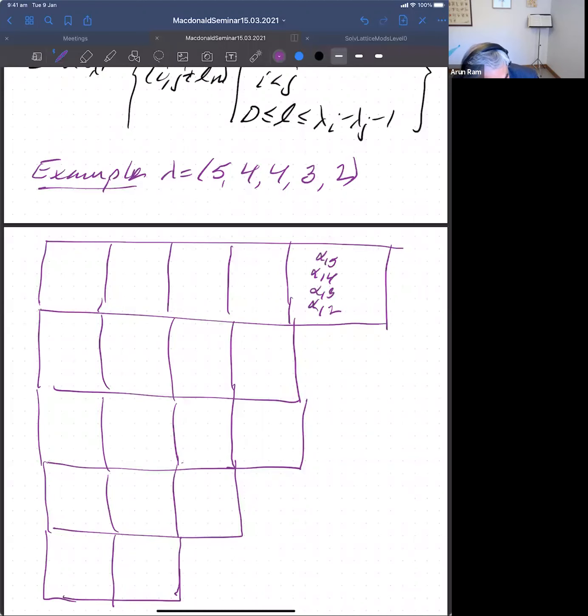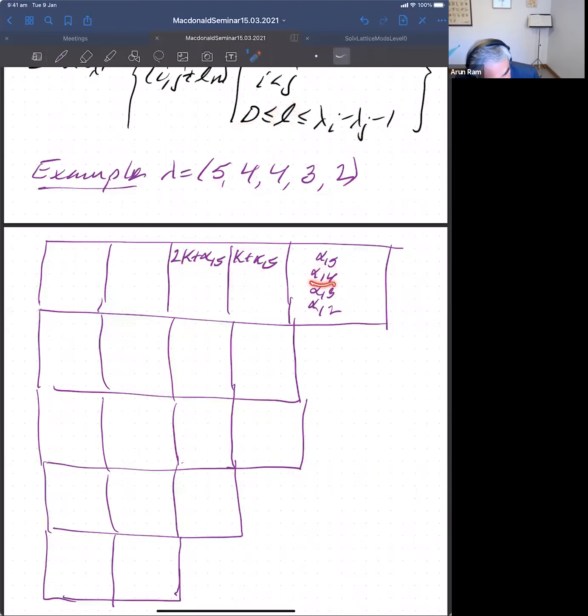But in fact, if I look at 1, 5, the difference is 3. So I get here also k plus alpha 1, 5 and 2k plus alpha 1, 5. So that the L runs between 0 and lambda I minus lambda j minus 1. So the difference is 3, so I get 3 of these.